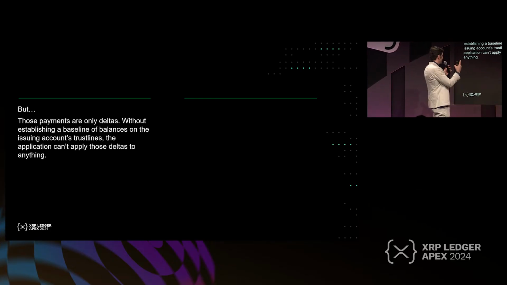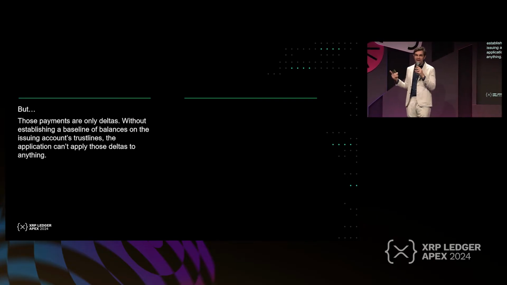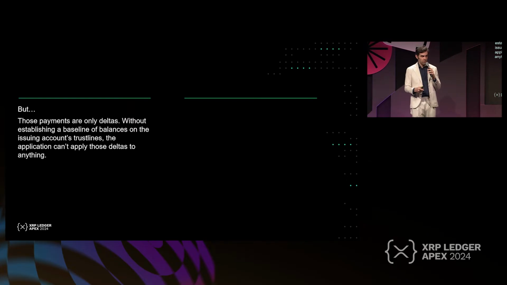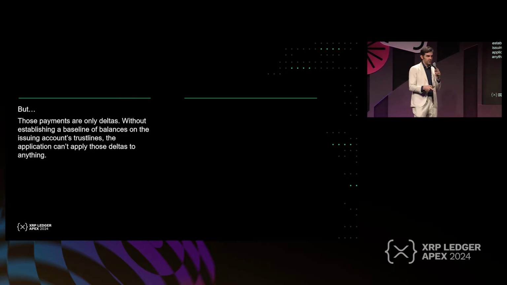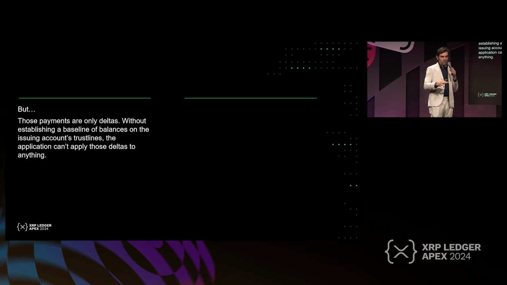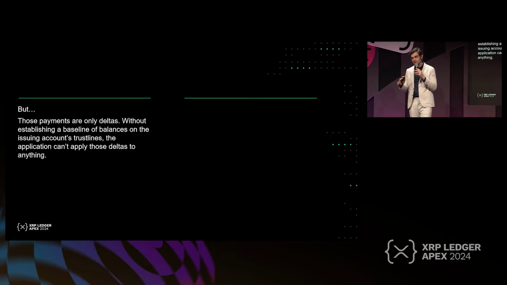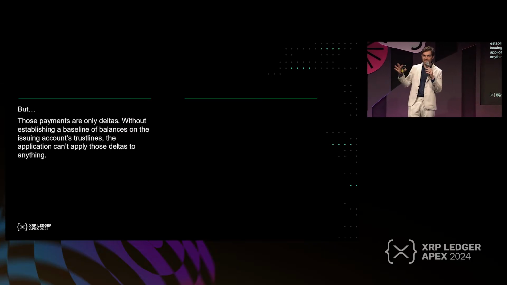But these payments are only deltas. Unless you establish a baseline, you are going to have inaccurate data because you don't know when the client created the subscription. If they did it when there were already balances between these accounts, you already have potentially some activity that's representing a transfer of funds that you need to account for before you apply payments as deltas.